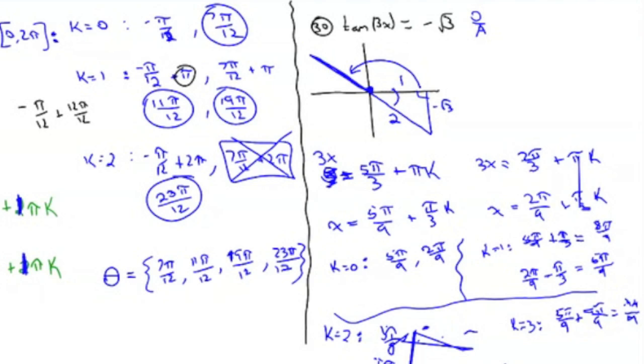Now, if I do k equals 4, 5 pi over 9 plus 12 pi over 9, since 4 pi times 3 is 12 pi over 9, which makes it 17 pi over 9. It's not 2 pi yet, so you can do it. The next one, 2 pi over 9 plus 12 pi over 9 is 14 pi over 9, which we already have.